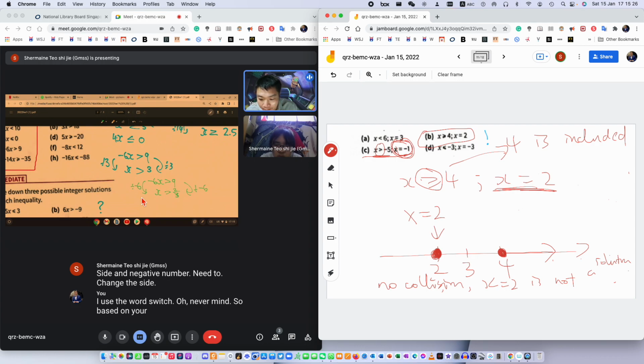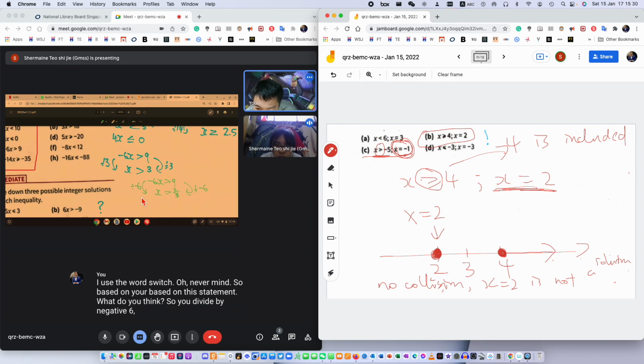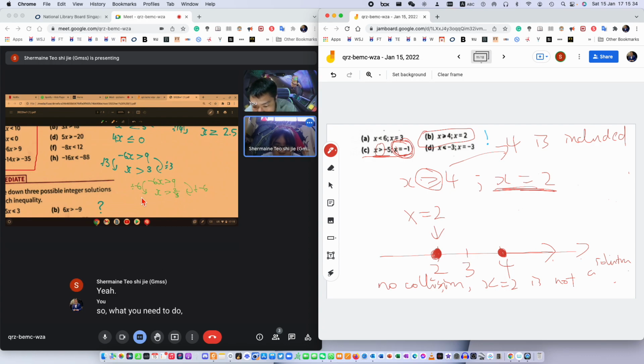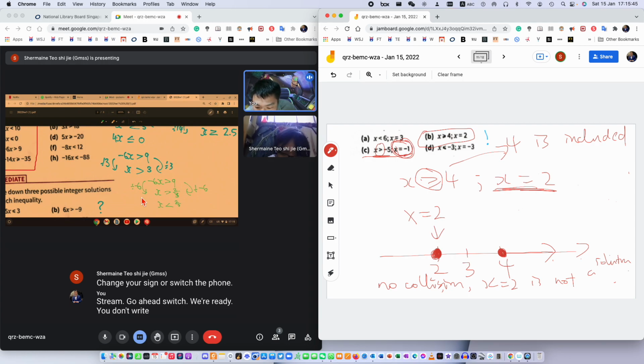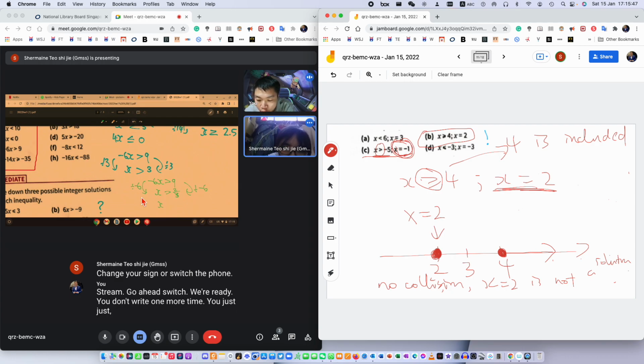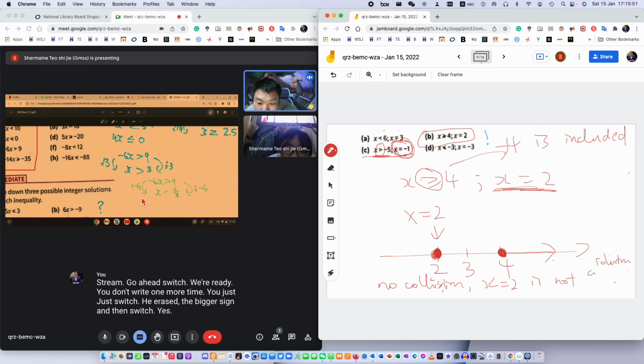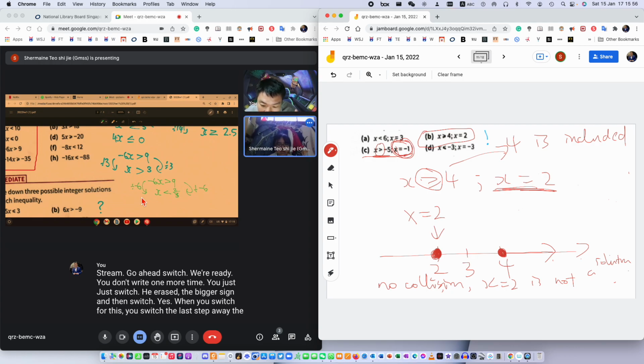Based on this statement, what do you think? So you divide by negative 6, right? And this is inequality, right? So what you need to do? Change the sign. Switch the sign. Go ahead, switch. Wait, you don't write one more time. You just switch. Erase the bigger sign and then switch. When you switch, you switch at the last step, okay? The last step. Are you clear?